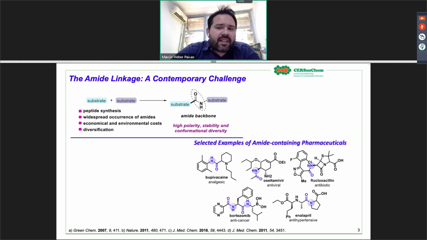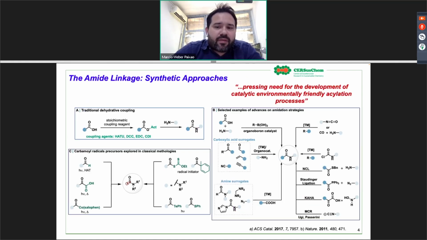Although significant advances have been made for the direct synthesis of amides, established routes remain based on C-N bond formation. Traditionally, the principal route for the synthesis of amides is represented here, where you can see the direct condensation of an amine with a carboxylic acid in order to generate the amide. But of course, we would need a coupling agent to promote this.